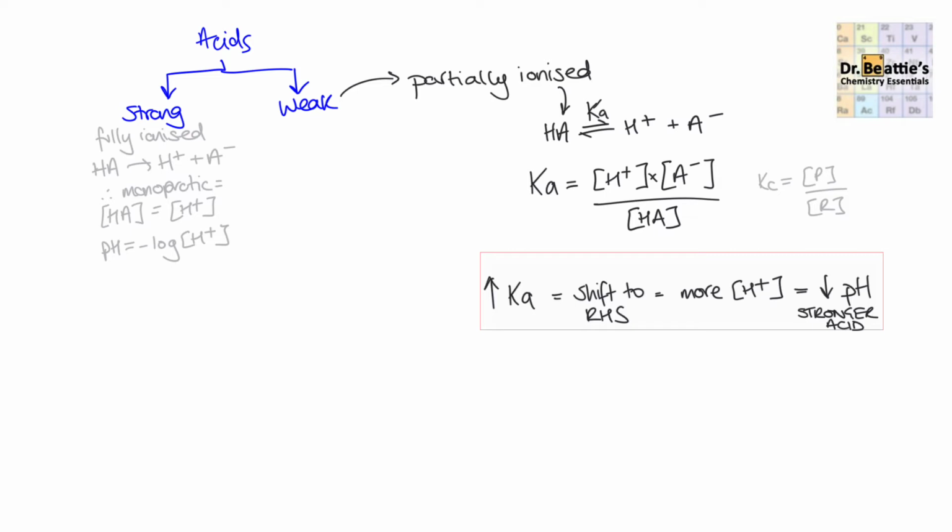An important term to know is pKa. pKa is used more than Ka because Ka can cover a very wide range of values, whereas pKa, as we'll see now, is actually a logarithmic version of Ka. So if we want to get a value for Ka and express it as a pKa, then what you need to do is take the minus log of Ka.